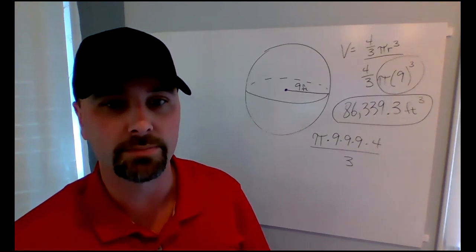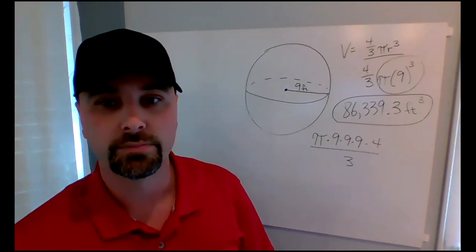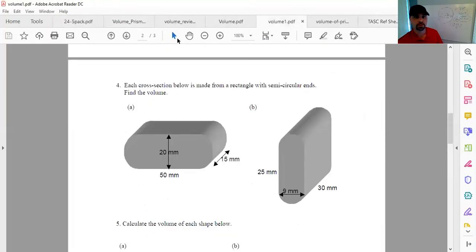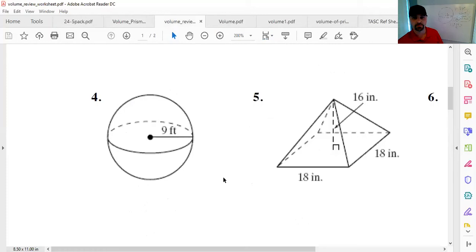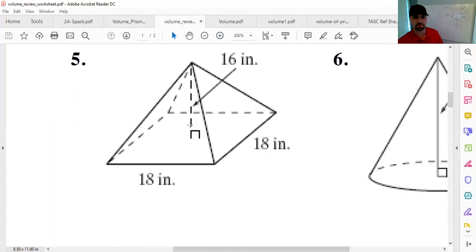We'll practice some more. So let's go back to our sheet. All right, so as I said just a second ago, I think you're going to get a pyramid. So here's an example of a pyramid. Pyramids can actually have different shapes at the bottom. It could be a square pyramid, as that's what this one is.